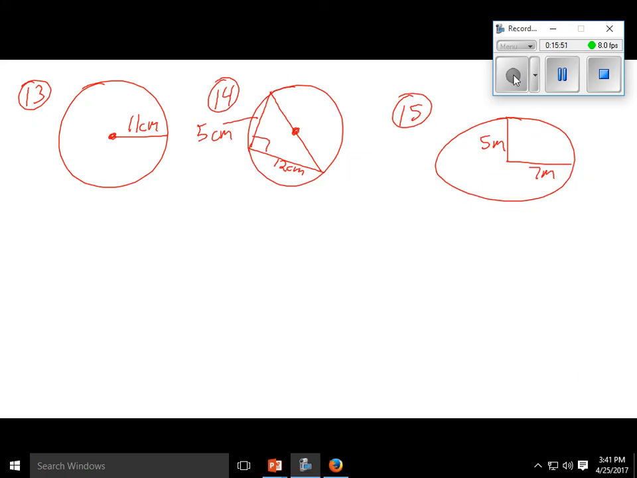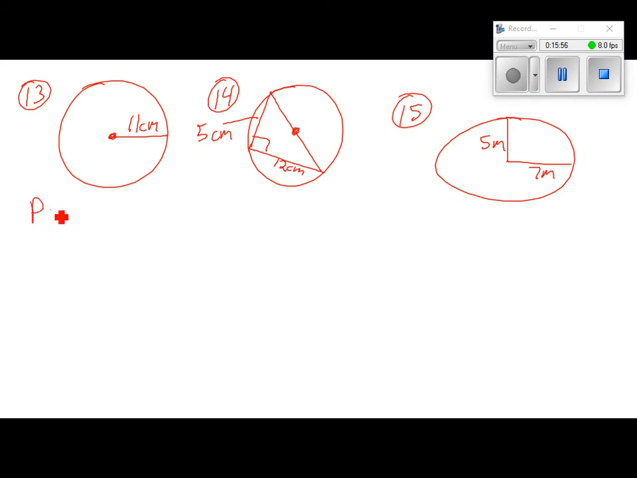Number 13, we got a circle. Find the perimeter or circumference of a circle. Use pi times diameter. Well, they tell us the radius this time, so to get the diameter, we just have to double that. So it's just doubled is 22 times pi. And again, I told you could leave your answer that way. This says round your answer to the nearest tenth though, so if you wanted to change it to a decimal, if you punch it into your calculator, it ends up being 69.1 centimeters.